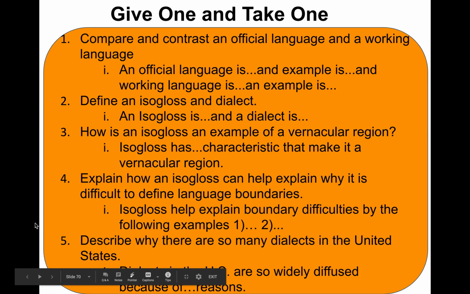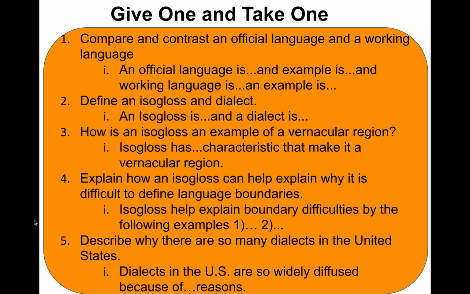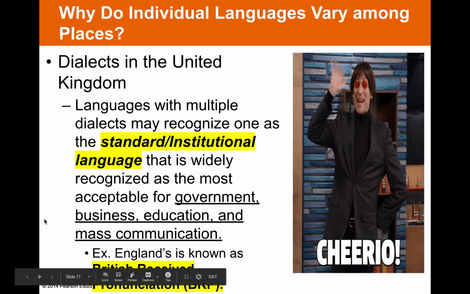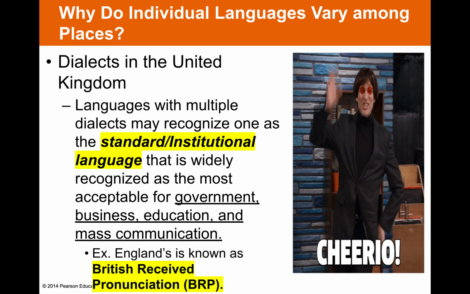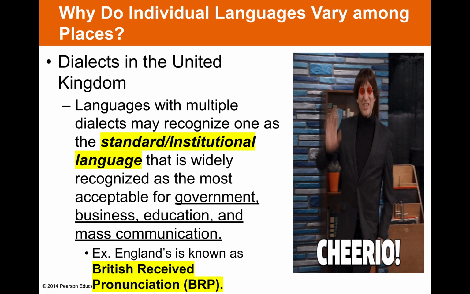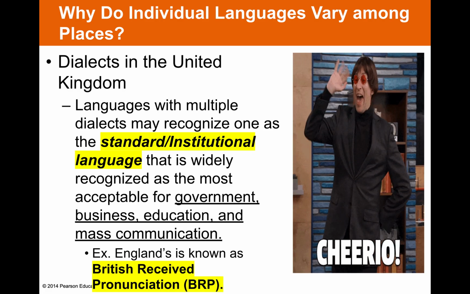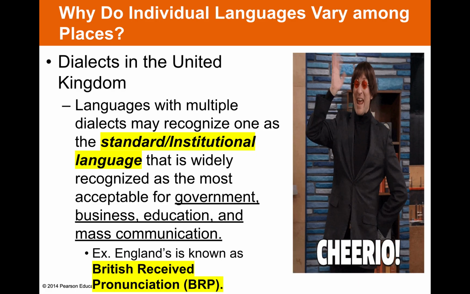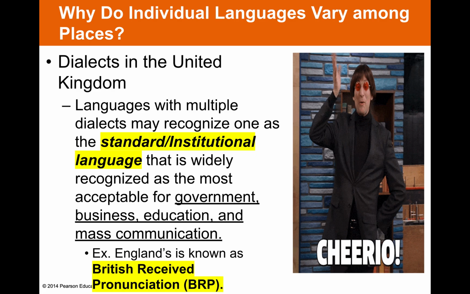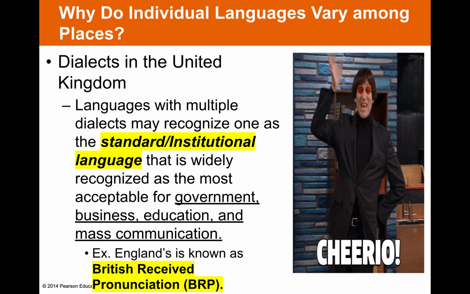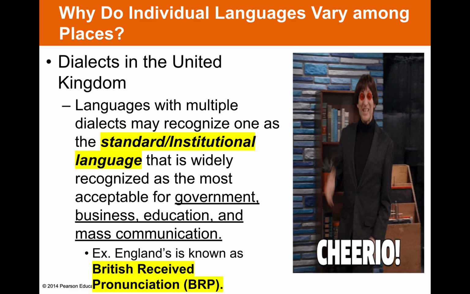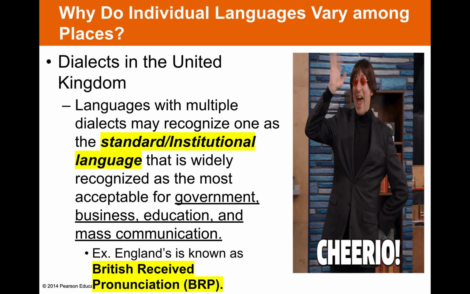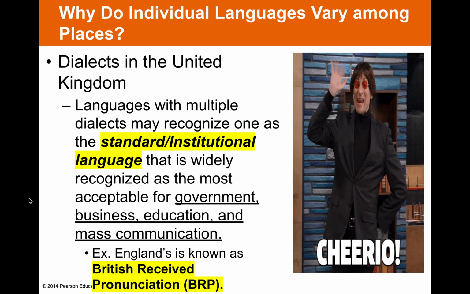All right, as review. Continuing on here, the United Kingdom has a British dialect, and they have a standard or institutional language. The standard institutional language is for government, business, education, and mass communication. The English government guidance is through the British Received Pronunciation, known as the BRP. Again, the British Received Pronunciation will ensure that the dialect is spelled and pronounced properly.